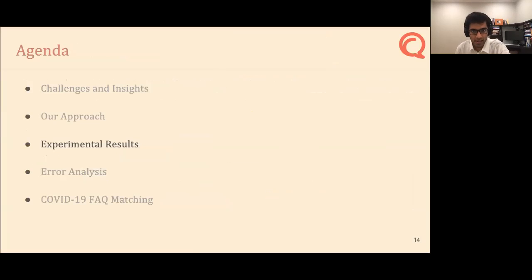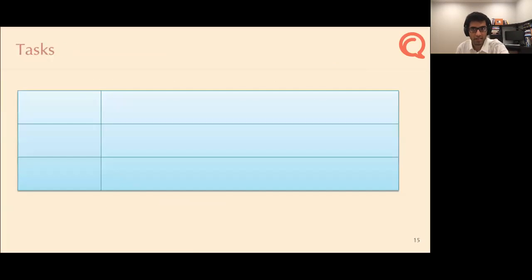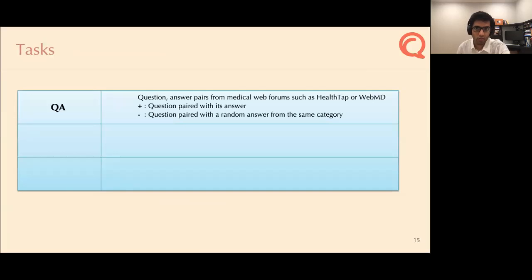So let's get to the results. But again, before getting to the results, let's look at some of the pre-training tasks that we evaluate here. So the first one is what we call QA. In this, we use a publicly available crawl of Q&A from a medical forum called HealthTap, where doctors answer user-posted questions. Along with answers, the questions also have a category label. So in the training set, questions paired with their answer form the positives, while questions paired with random answers from the same category form the negatives.